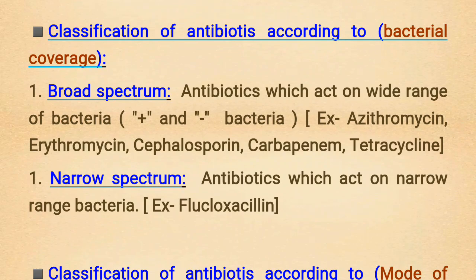Classification of antibiotics according to bacterial coverage. Number 1, broad spectrum. Antibiotics which act on a wide range of bacteria, gram-positive and gram-negative bacteria. Example, erythromycin, cephalosporin, carbapenem, tetracycline. Number 2, narrow spectrum. Antibiotics which act on a narrow range of bacteria. Example, flucloxacillin.